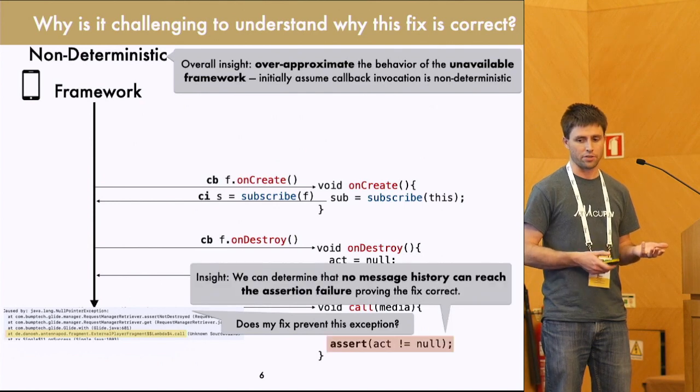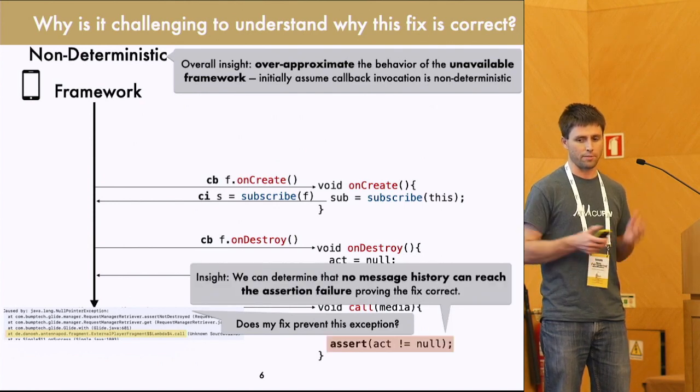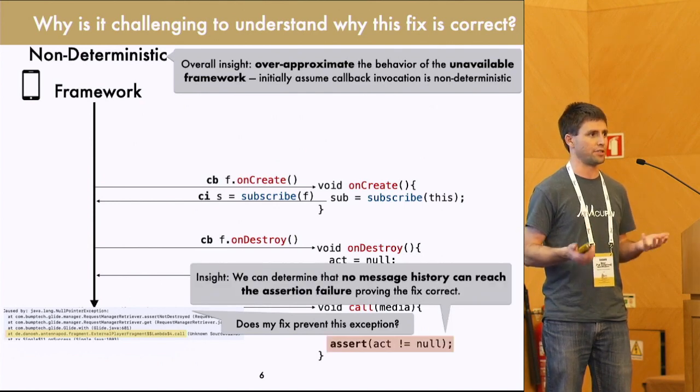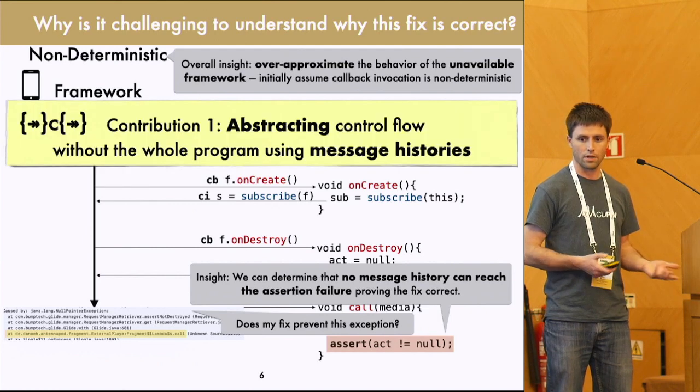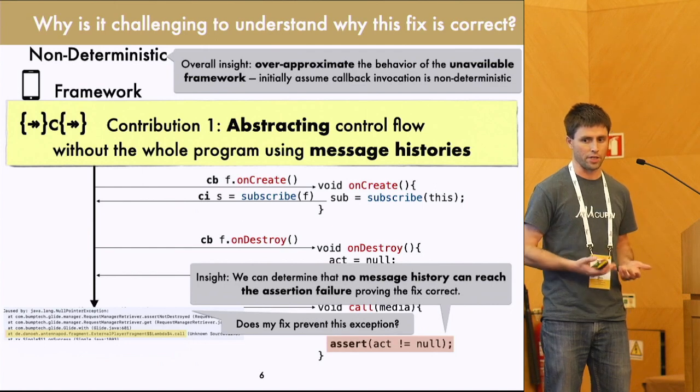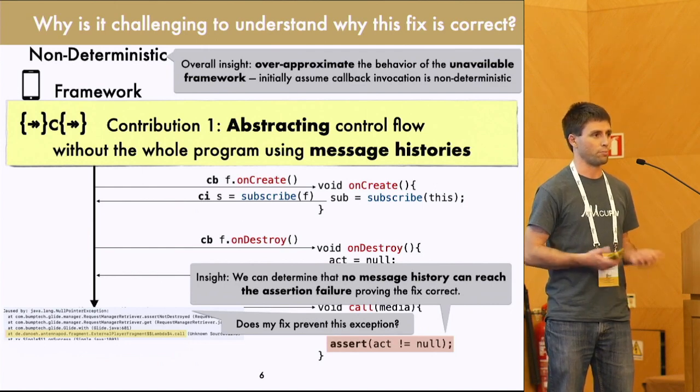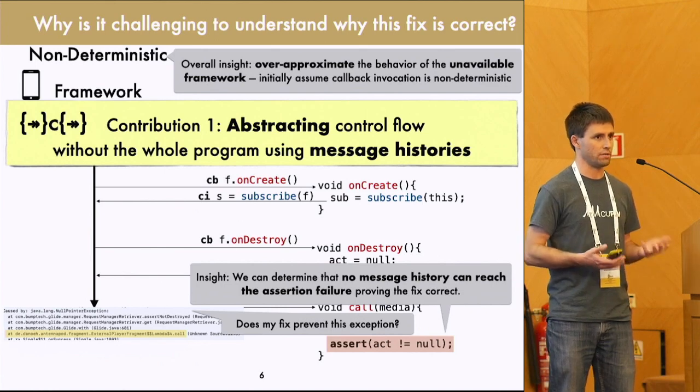And so we look at this assertion and say, can we show that no message history can reach this failure? And so our first contribution is a way of abstracting control flow without the whole program by considering these message histories.